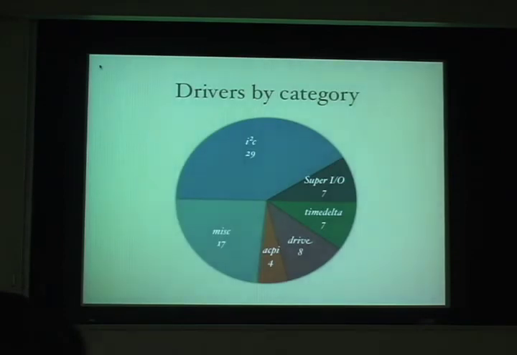In this pie chart, you can see the distribution of all of the different sensors by their primary category. You can see that the majority of the drivers are I2C drivers. This pie chart is for OpenBSD 4.5, the latest release, which will be officially released this May. You can see that I2C sensors form the majority, and then drive sensors follow, with Super I/O sensors and other sensors. Miscellaneous sensors include IPMI and some others.